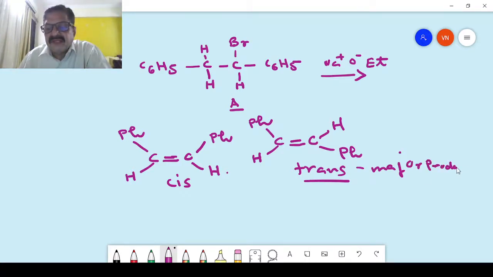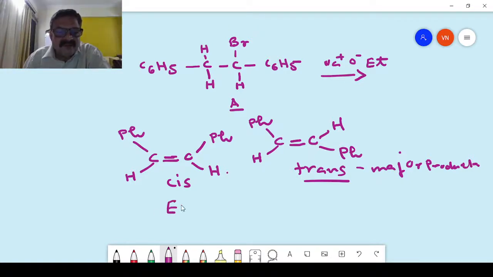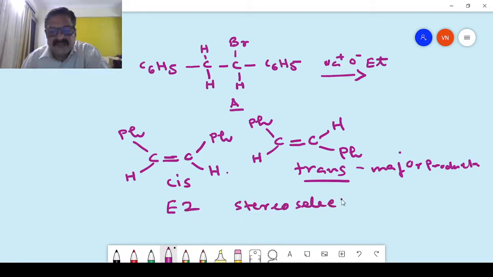Therefore, we can say this is a stereoselective reaction. Dehydrohalogenation is a stereoselective reaction. When two or more stereoisomers are possible, one is formed exclusively or rather predominantly. So the E2 mechanism is stereoselective. Why is it a stereoselective reaction? Because when two or more stereoisomers are possible, one is formed exclusively or predominantly over the other one. That is why this is known as a stereoselective reaction.